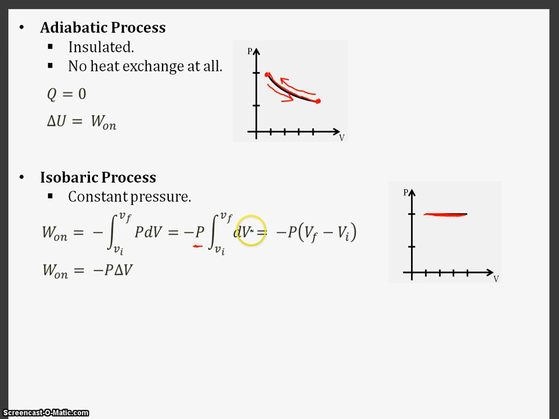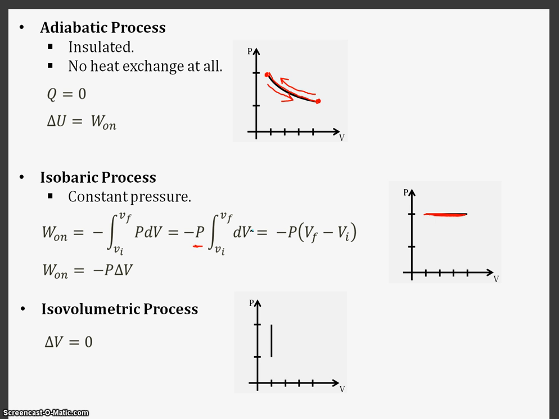All right, isovolumetric, sometimes called an isochoric process, means a constant volume process. Okay, so take a moment, pause the video, and see if you can draw a generic isovolumetric process. Well, hopefully you came out with this. Okay, a vertical line, just like the sides of the box we did in the cyclic process.